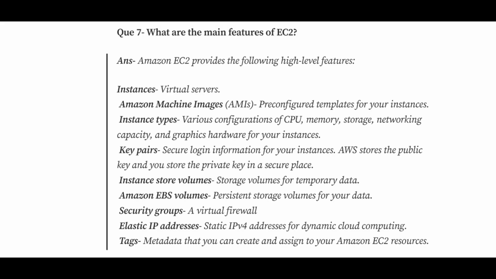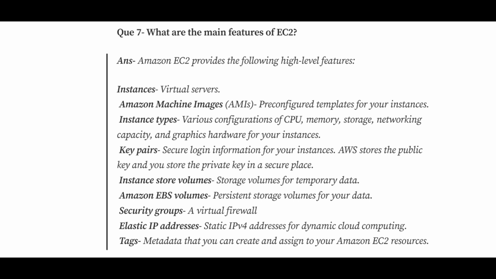Question number 7. What are the main features of EC2? Amazon EC2 provides the following high-level features. We talk of instances, which are nothing but virtual servers. Then we talk about AMIs or Amazon Machine Images. These are pre-configured templates for your instances that package the components you need for your server, including the OS and additional software. Then we talk about instance type. Instance type is the various configuration of CPU, memory, storage, networking capacity, and graphics hardware for your instance.